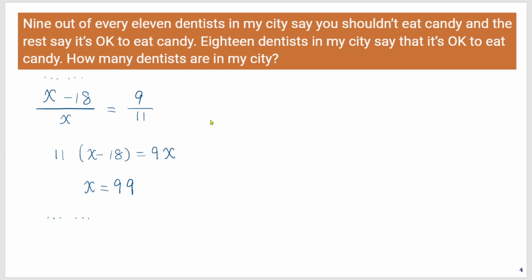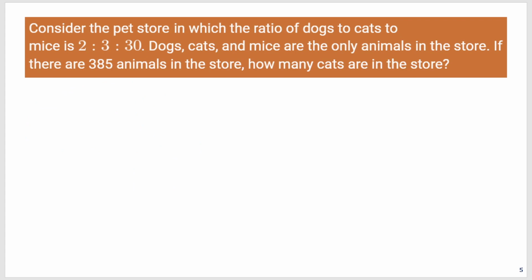Alright, if no questions, let's consider another one. Consider a pet store in which the ratio of dogs to cats to mice is 2 to 3 to 30. Dogs, cats, and mice are the only animals in the store. If there are 385 animals in the store, how many cats are there in the store?